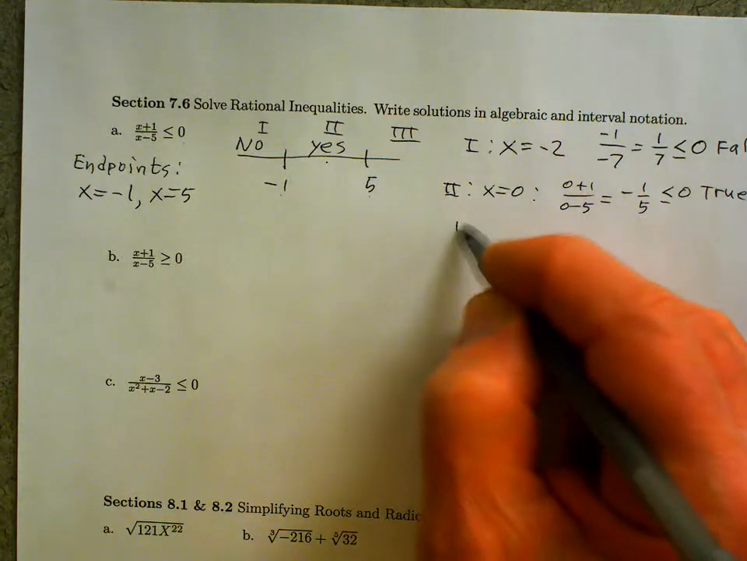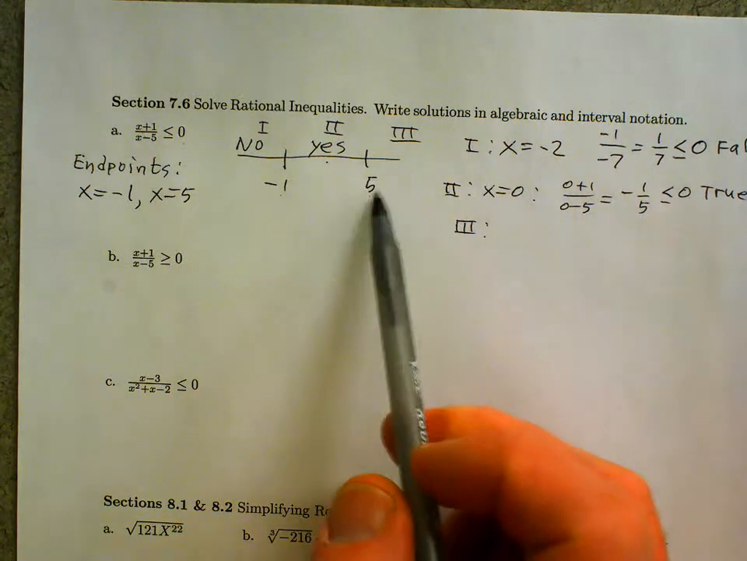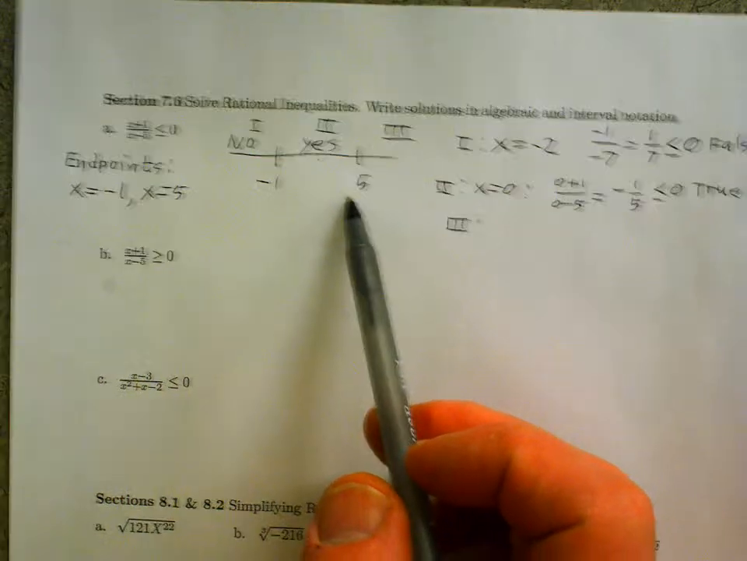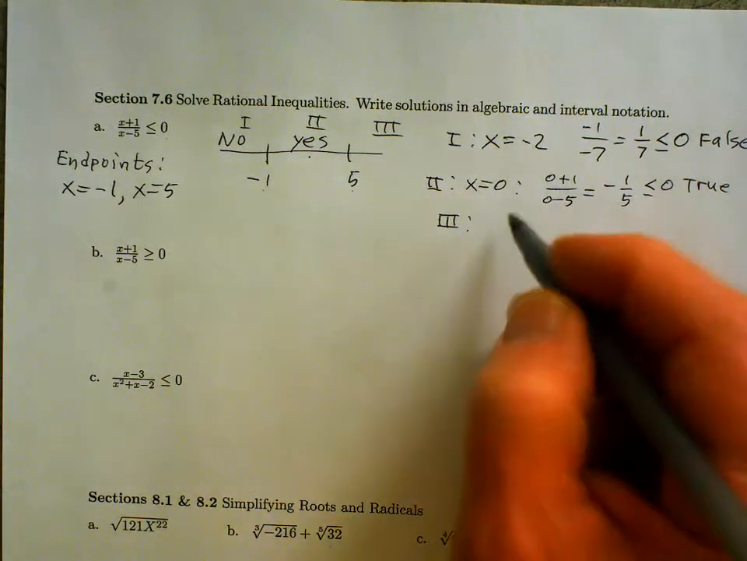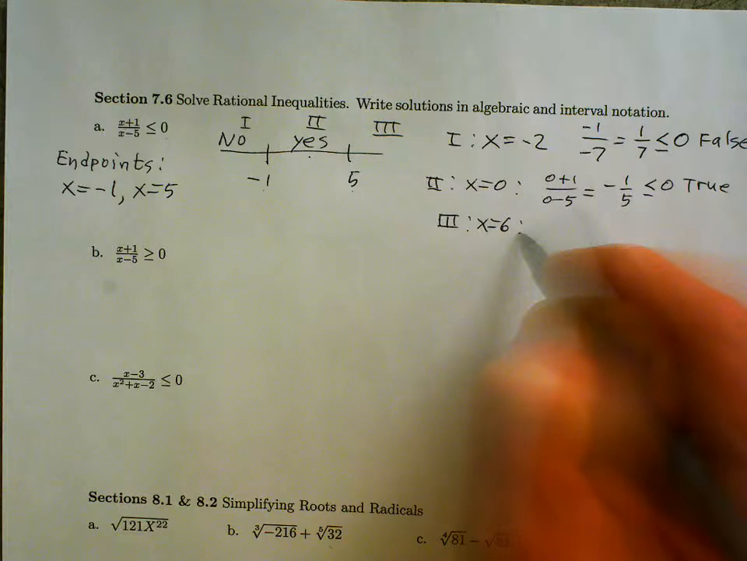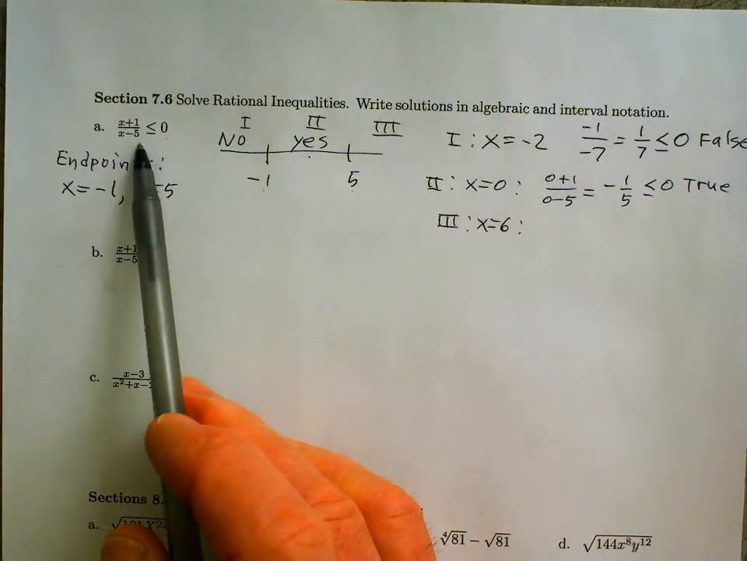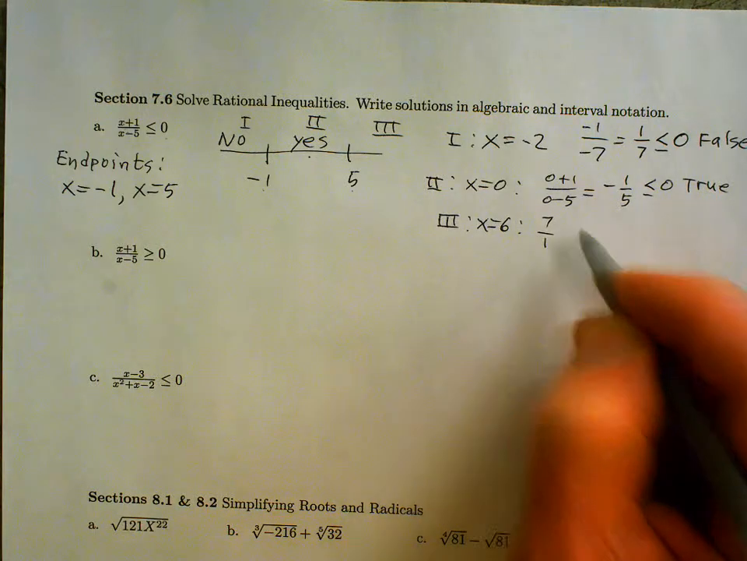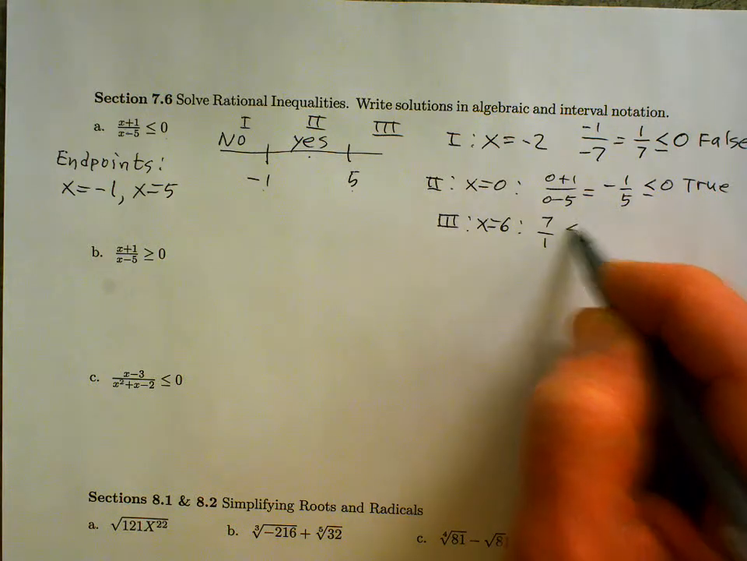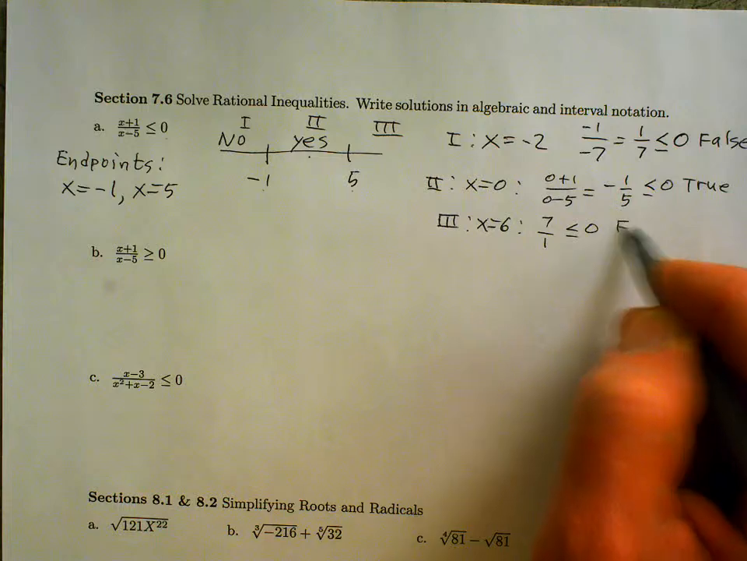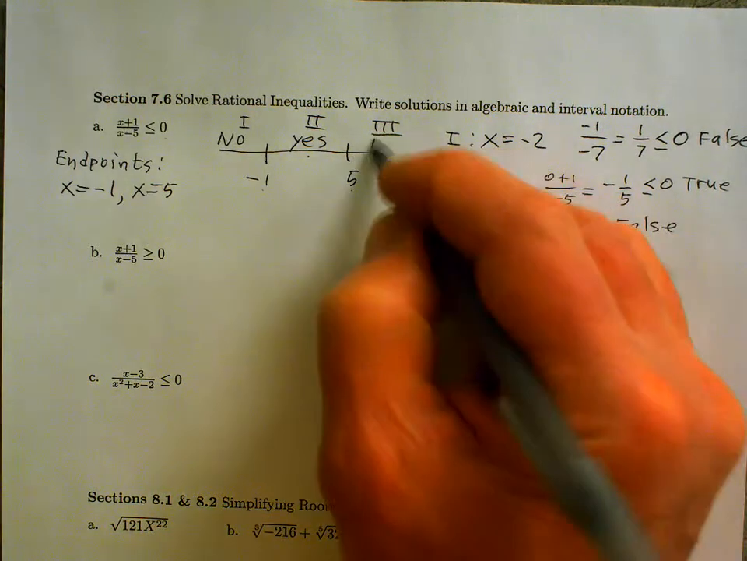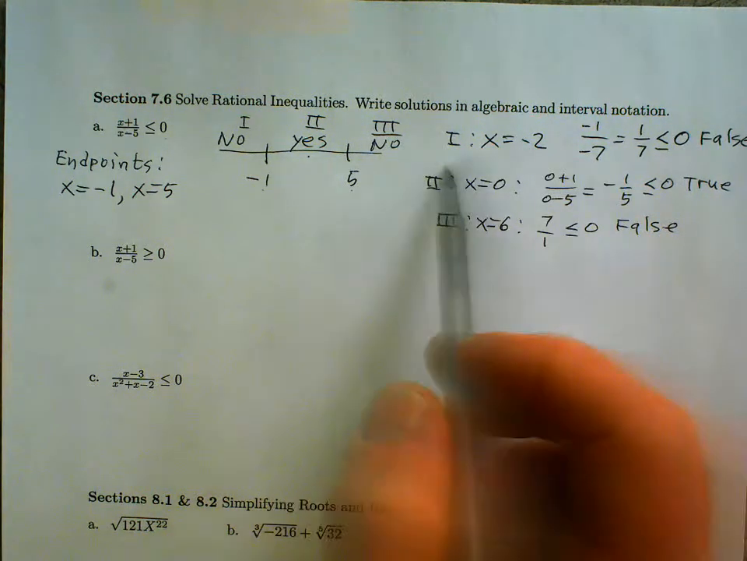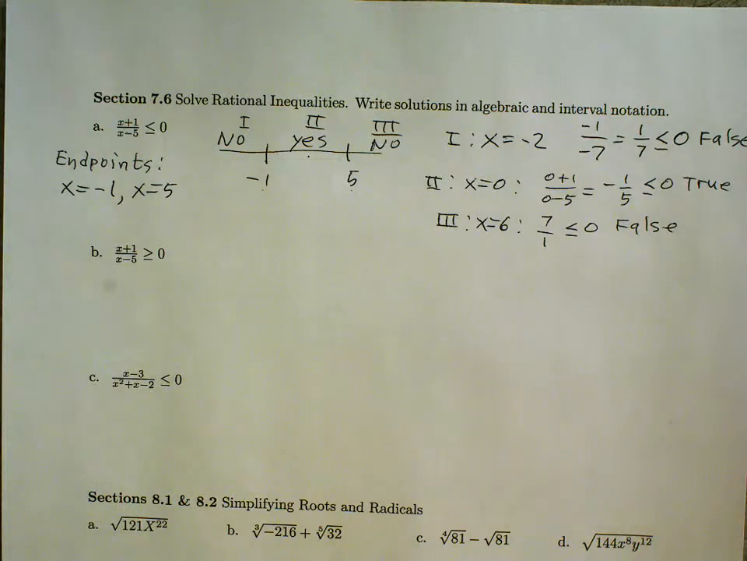And then in the third interval, pick a number greater than 5, like x equals 6. In the inequality, replace every x with 6. In the numerator, 6 plus 1 is 7. In the denominator, 6 minus 5 is 1. So 7 less than or equal to 0 is false. So none of the numbers from 5 to infinity are solutions.